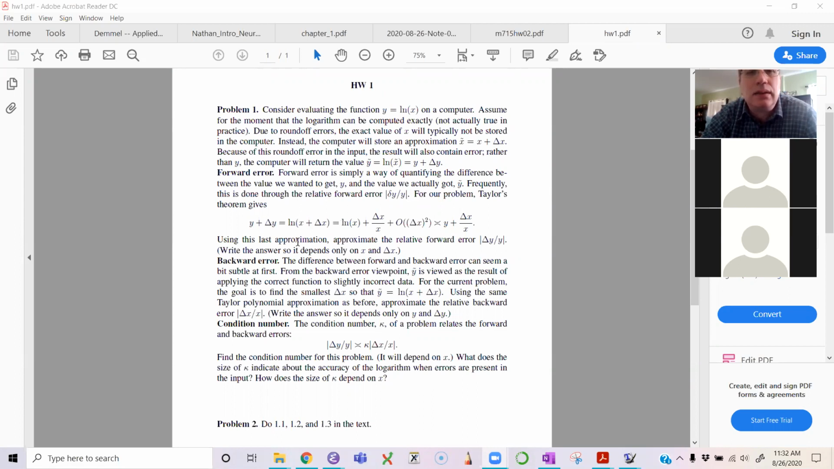Sorry. Are we just supposed to be setting the far left and the far right equal to each other and using that to solve for the forward and backwards error? Yeah, so the forward error is the easier one, right? You just... and it's always relative, right? So you need to divide by y basically. Yeah.